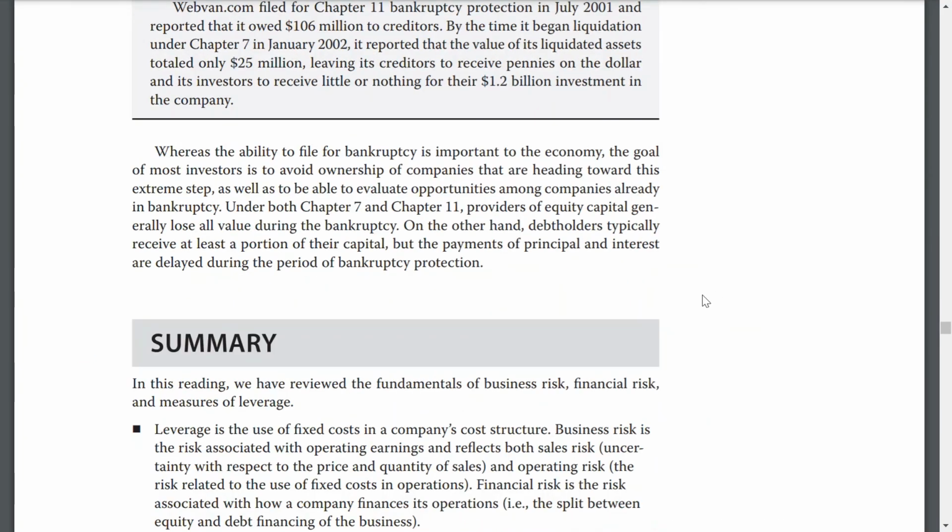Whereas the ability to file for bankruptcy is important in the economy, the goal of most investors is to avoid ownership of companies that are heading towards this extreme step, as well as to be able to evaluate opportunities among companies already in bankruptcy. Under both Chapter 7 and Chapter 11, providers of equity capital generally lose all value during the bankruptcy. On the other hand, debt holders typically receive at least a portion of their capital, but the payments of principal and interest are delayed during the period of bankruptcy protection.